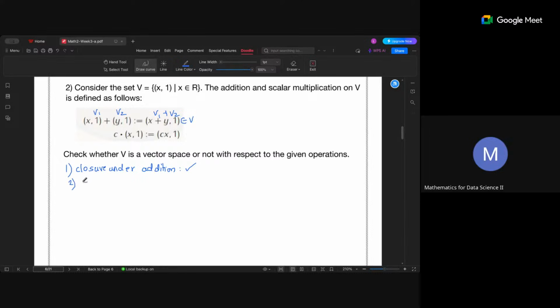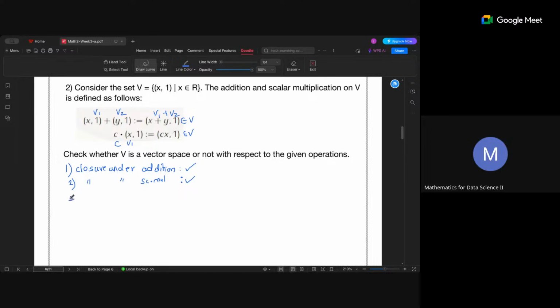What about closure under scalar multiplication? Yes. Also this is yes. You see that this is c times V1, and the right side belongs to V. So this is also satisfied.